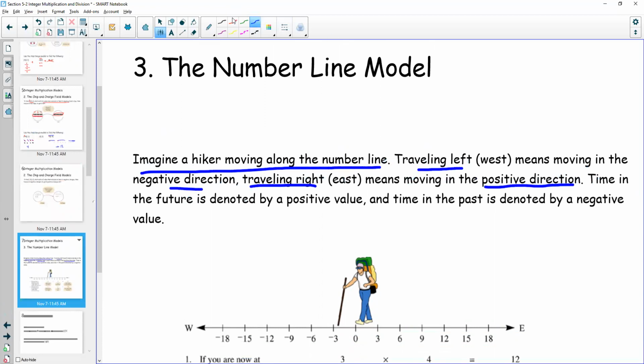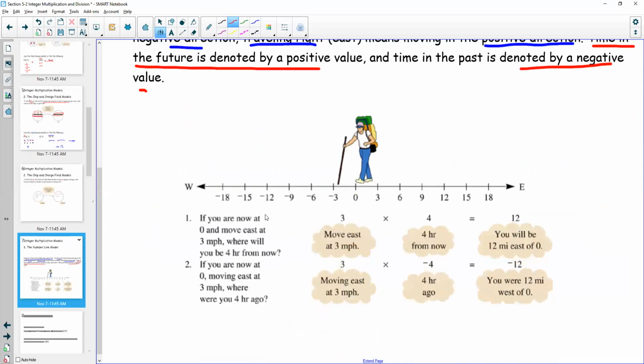This is where it gets weird. Time in the future is a positive value. Okay? Time in the past is negative. So he's moving for a period of time. We have 2 dimensions here almost, okay? This is thinking about a way to capture the idea of moving forward or backwards in groups in a positive or negative direction, right?